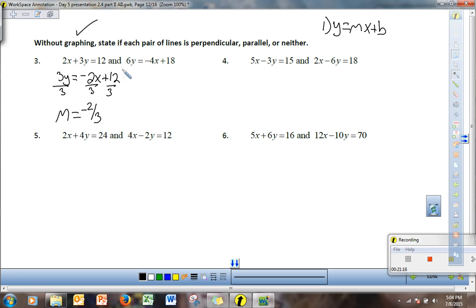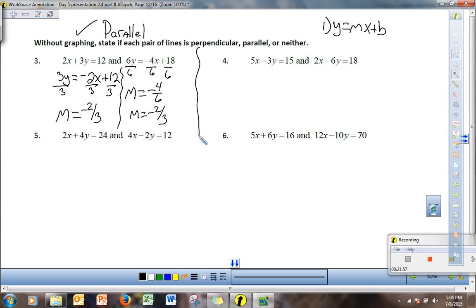Now over here, looking at this, it's almost solved for y, so let's just divide everything through by 6. I'm not going to simplify it because all I really care about is the slope. So my slope is negative 4/6, but that reduces to negative 2/3. What's that mean for these two things? That means that these two, I'm going to write it up here, these two happen to be parallel. The slopes were the same, so they're parallel.